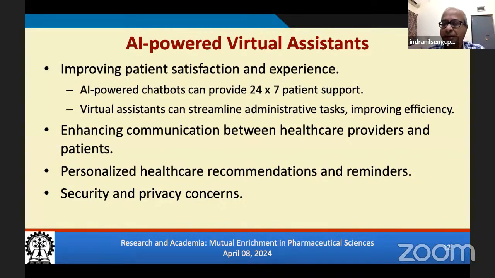But of course, there are issues. Security and privacy in medical information systems, as you know, is very important. Maintaining secrecy is extremely important in such scenarios.